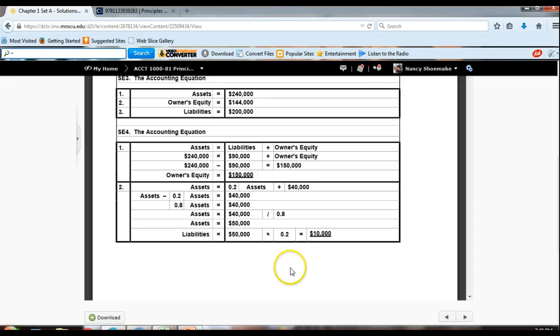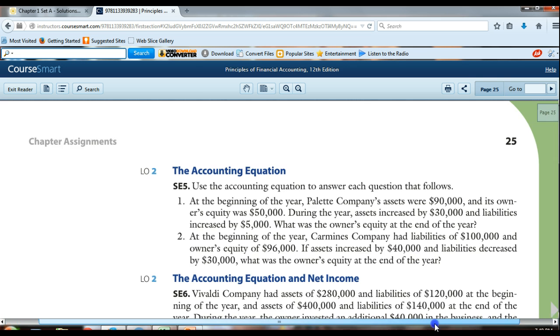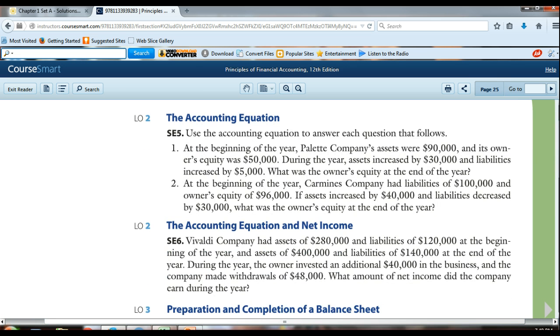E5A. Now guys, as I told you, all of the problems, the answers are in here. So if during the week you want to look at some and go through them on your own, you've got the answers here to figure it out. E5A. Use the accounting equation to answer each question that follows. At the beginning of the year, Paulette Company's assets were $90,000 and its owner's equity was $50,000. During the year, assets increased by $30,000 and liabilities increased by $5,000. What was the owner's equity at the end of the year?